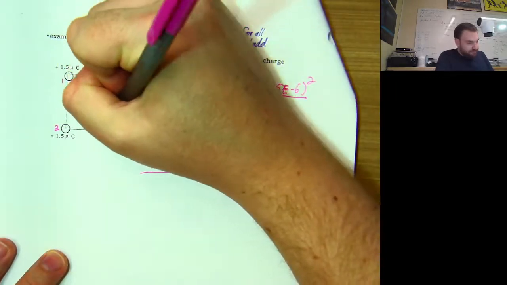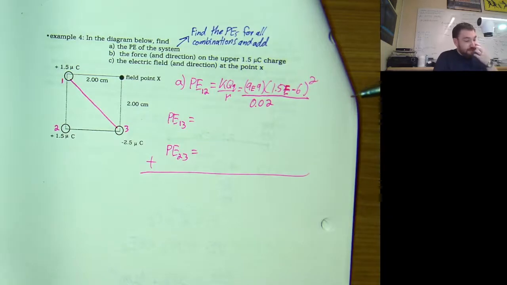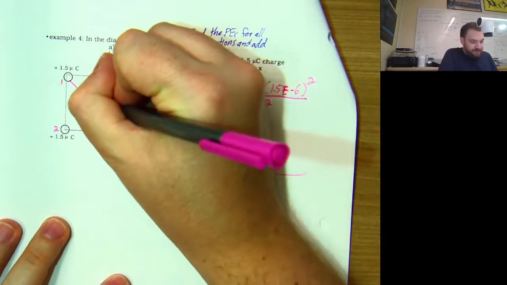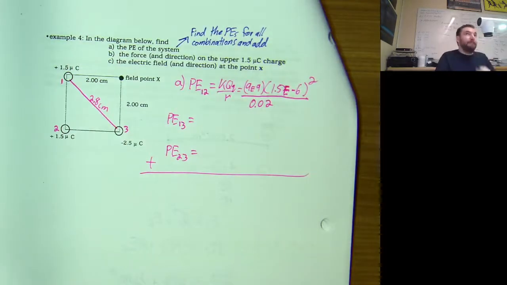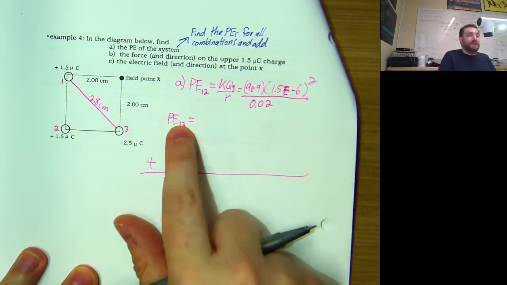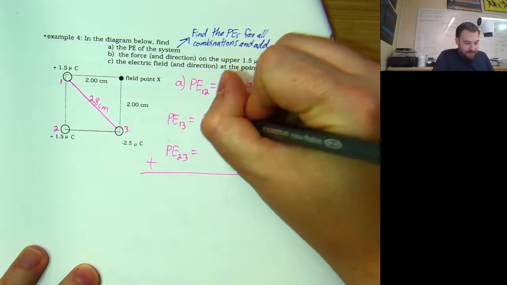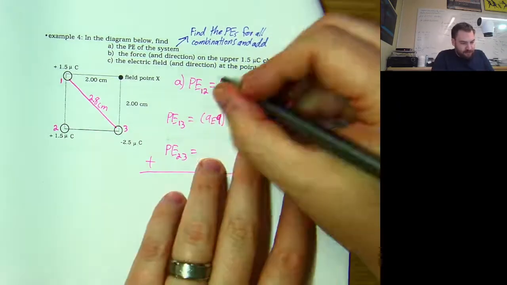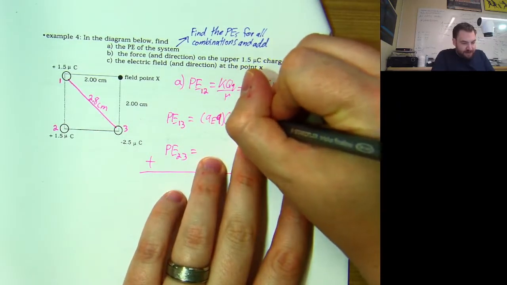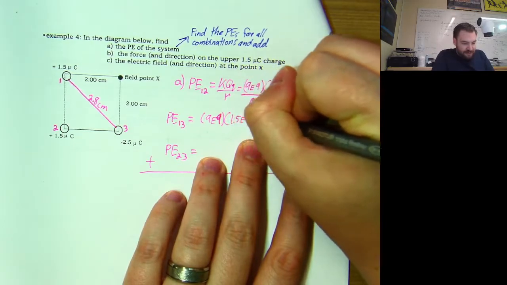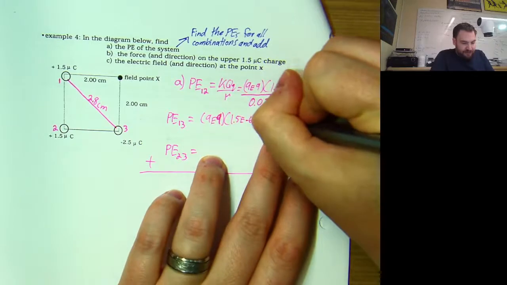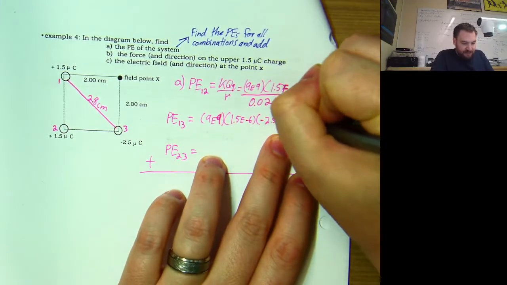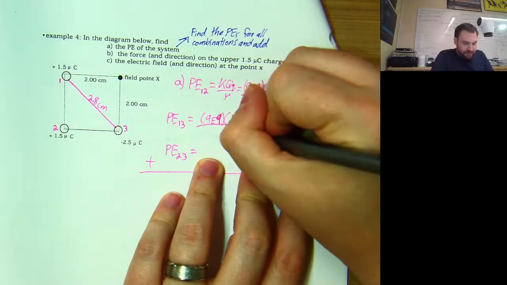This guy here, that's 2 root 2 again. But because it's in centimeters, I need to convert it to meters. Now the decimal is actually a better one to use. So this is going to be 2.8 centimeters. That's root 8, which I'm going to need for this guy here. So I've got 9e9, 9 times 10 to the 9. That's my k. Q of 1 is 1.5 times 10 to the negative 6. Then I'm going to have negative 2.5 times 10 to the negative 6 over 0.028.